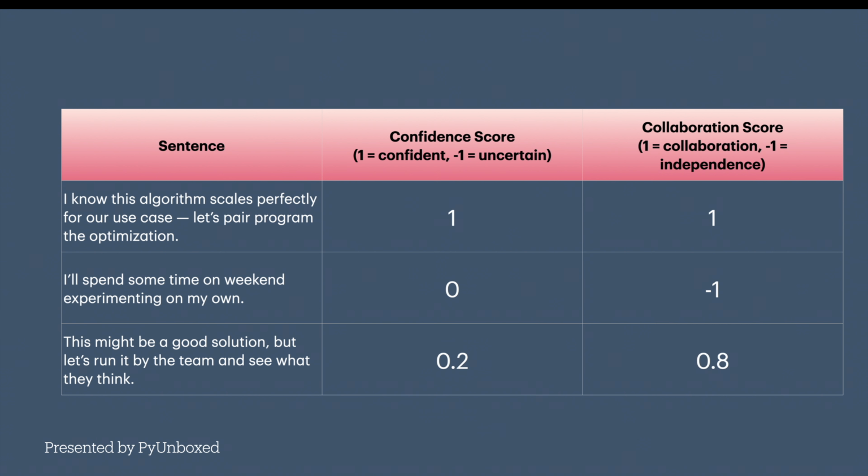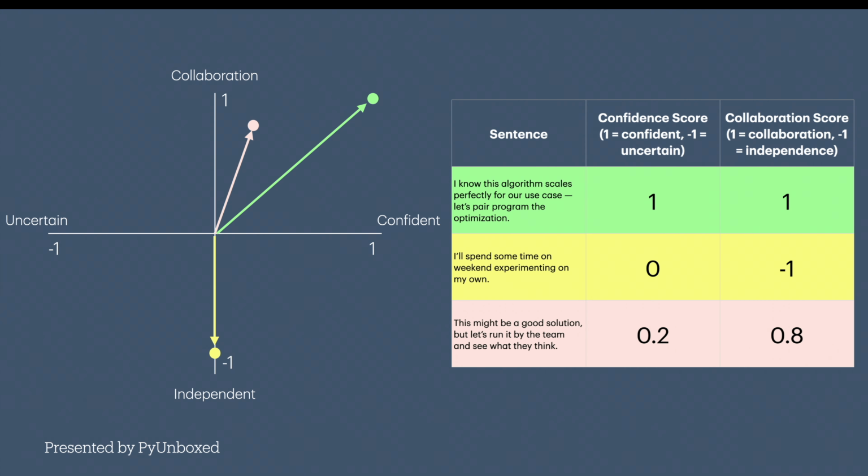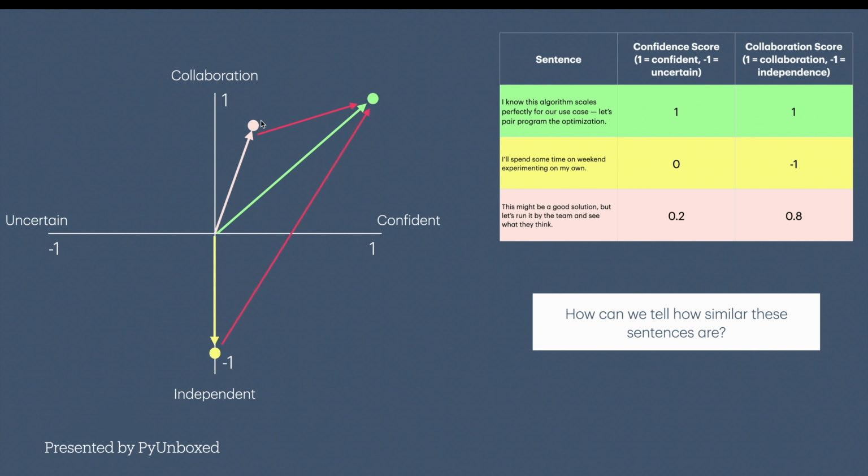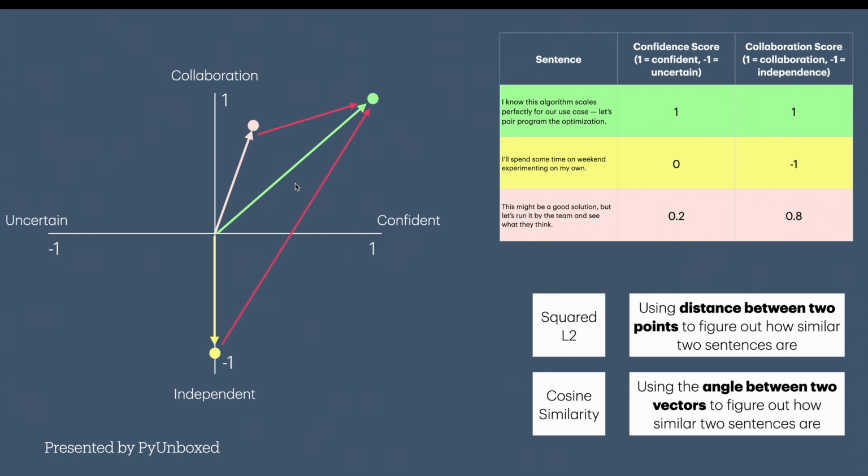Now we can take these sentences and plot them out in a two-dimensional space. So maybe X represents confidence and Y represents collaboration. Then we'll take each sentence and treat it as a point in the space. Once we do that, we can start to compute distance or angles between these points. And that gives us a rough idea of how similar or different these sentences are to each other. In fact, when you use embeddings in real life, you often don't measure distance. You instead measure something called cosine similarity.